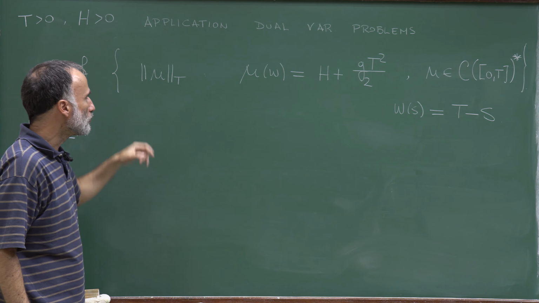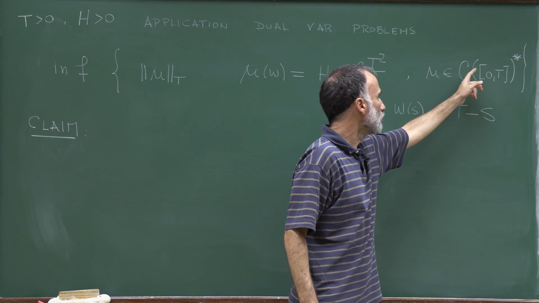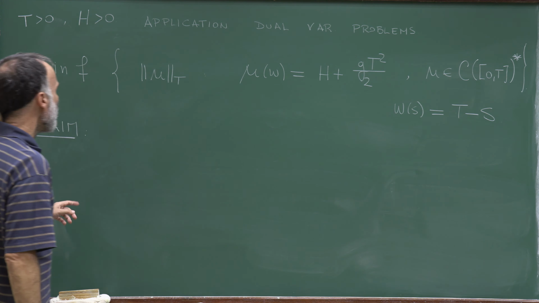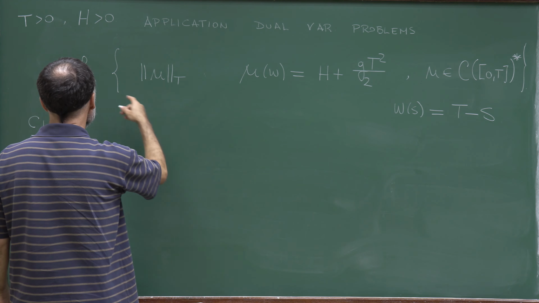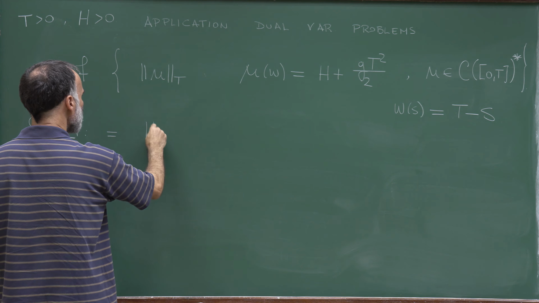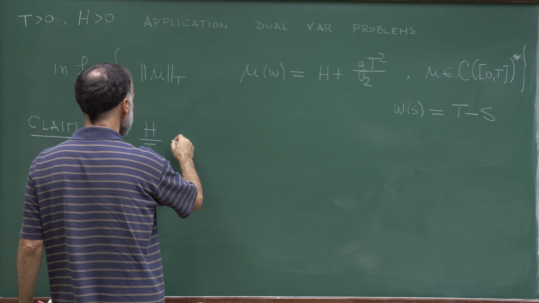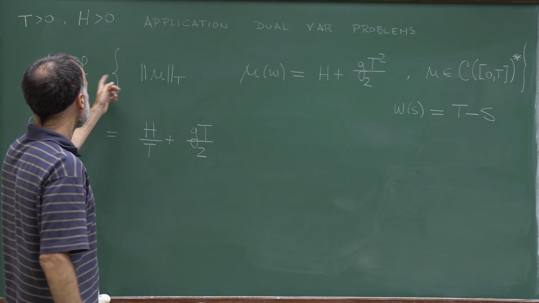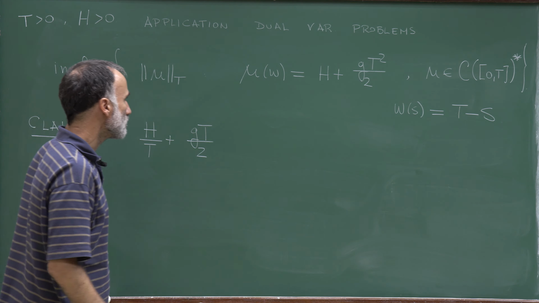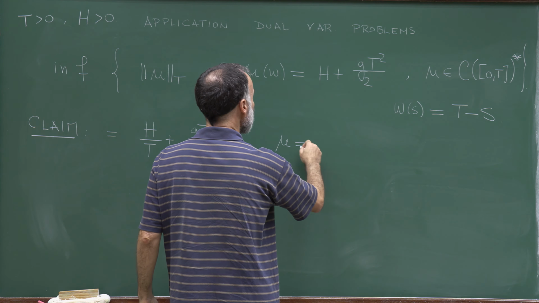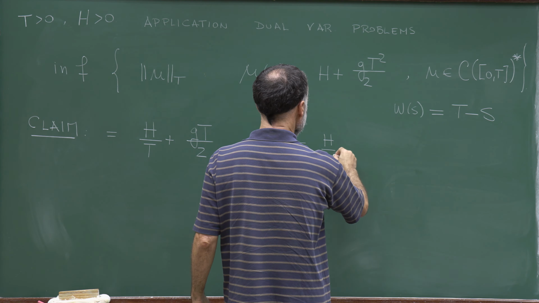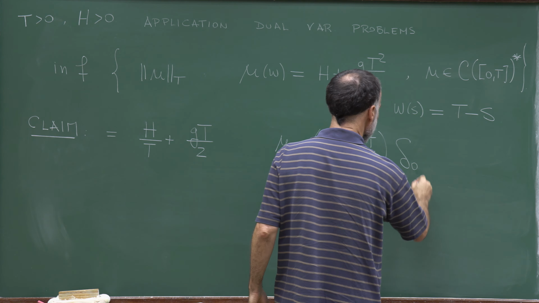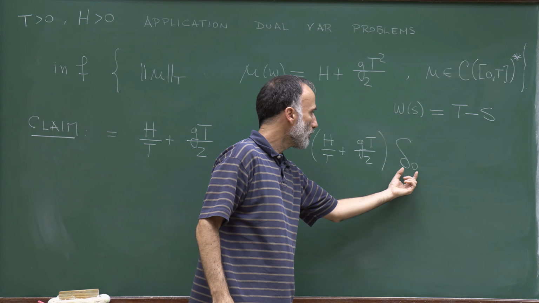We want to minimize the norm of mu among all mu's belonging to the dual space of the continuous functions for which mu of omega is equal to this expression. And my claim is that we can compute this infimum explicitly. It's given by h over t plus gt over 2, and there is one measure which attains this minimum, and this measure mu is h divided by t plus gt divided by 2 times the Dirac measure at 0.